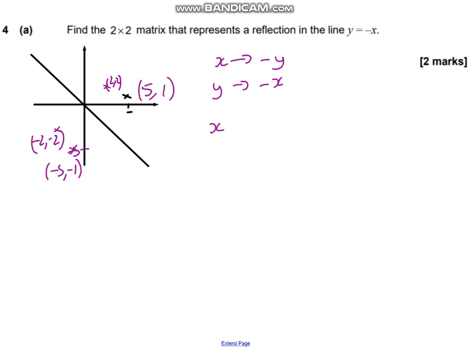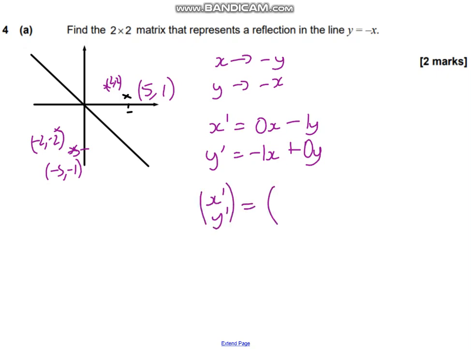So on the image, when it's been transformed, x dash is going to 0 lots of x minus 1 lots of y, and y dash is going to minus 1 lots of x plus 0 lots of y. So that means that (x dash, y dash) is equal to the matrix 0, minus 1, minus 1, 0 multiplied by (x, y). So our matrix is 0, minus 1, minus 1, 0. Because we've done that from first principles, that's how you would get there if you didn't have the knowledge beforehand.